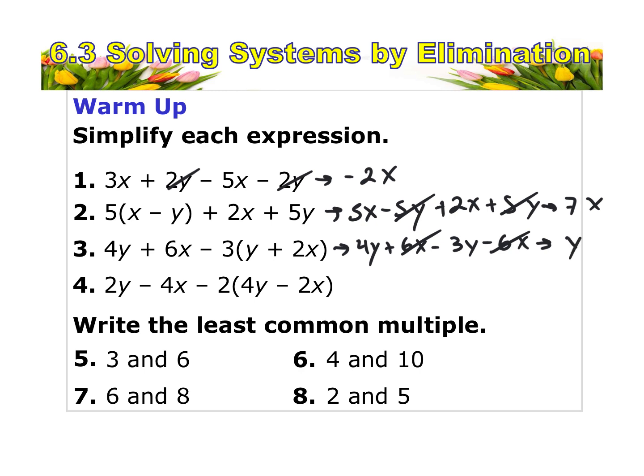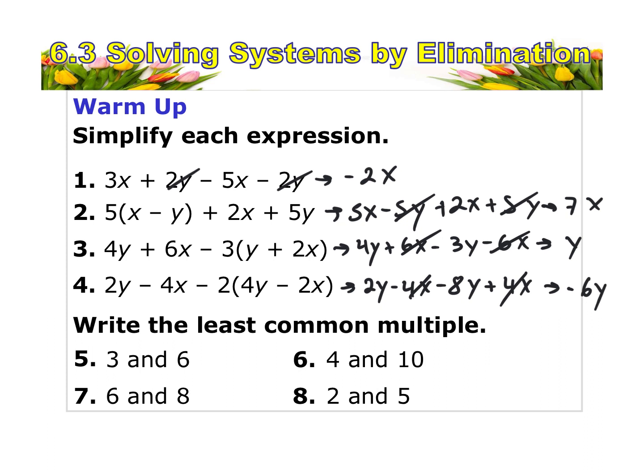For number 4, I will distribute the negative 2. So I'm going to go ahead and do 2y minus 4x minus 8y plus 4x, and then combine all the terms. Now the 4x's cancel out, and the y's combine to negative 6y.